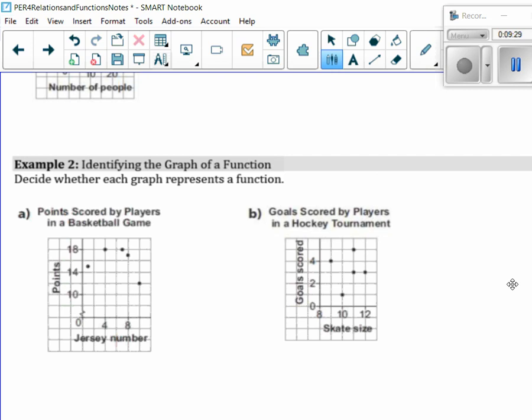Okay, let's see if these are a function now. I'll give you a second. Okay, is this one? Yes. Is this one? No, it fails it right there.